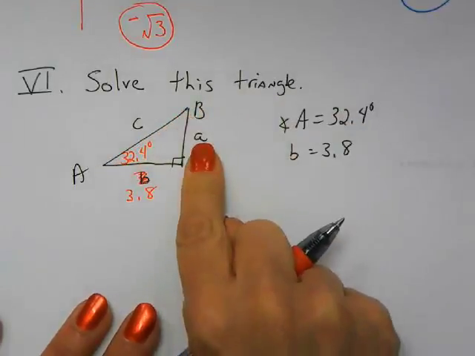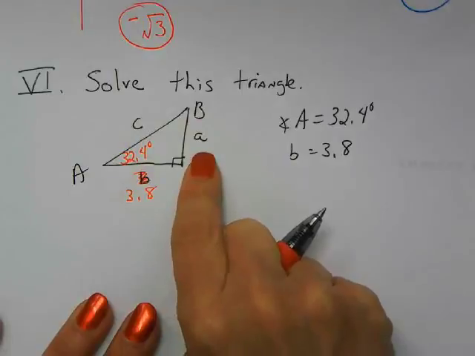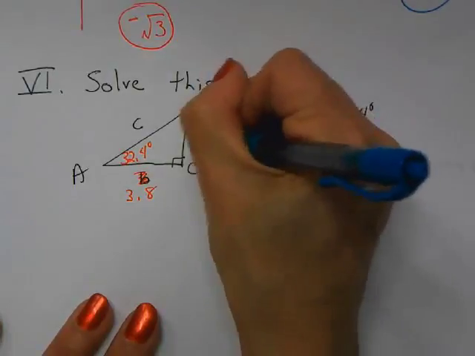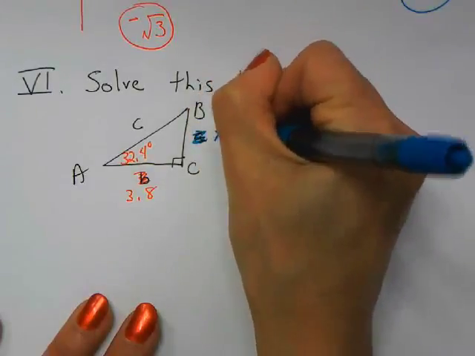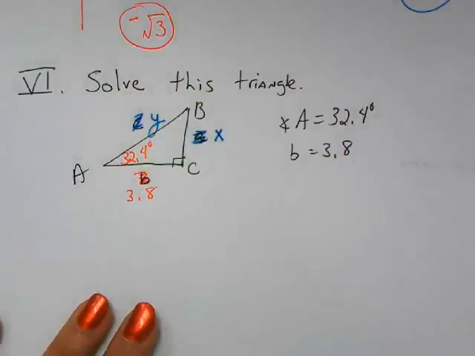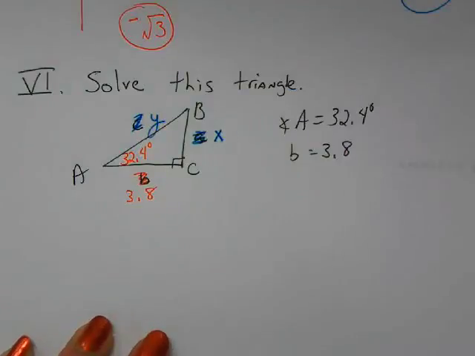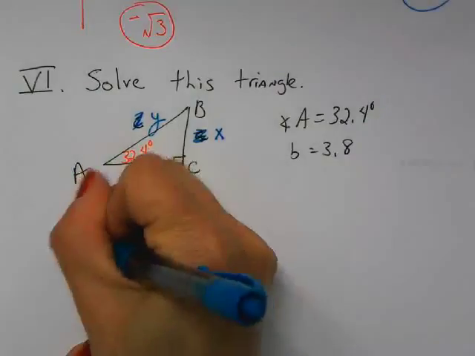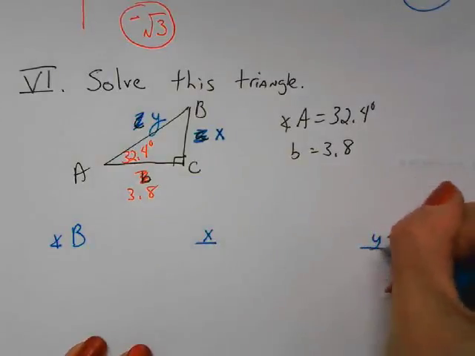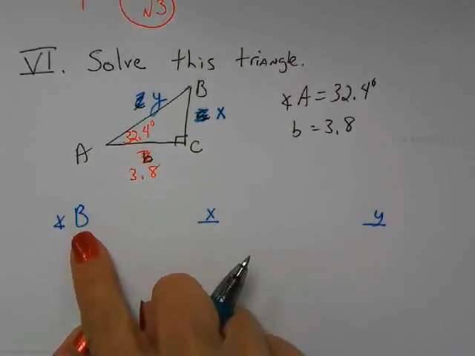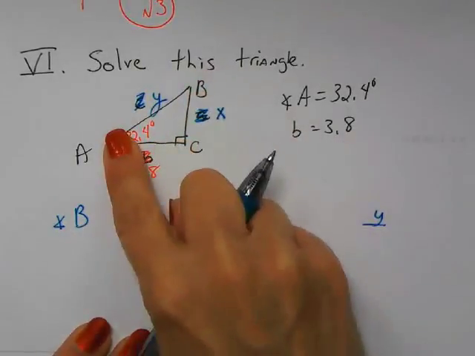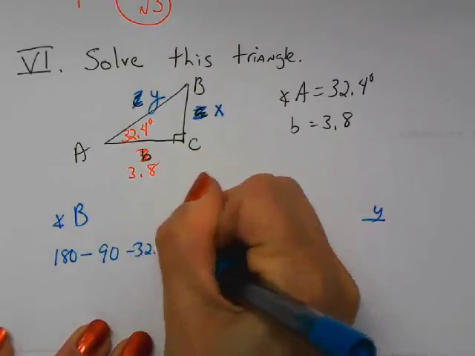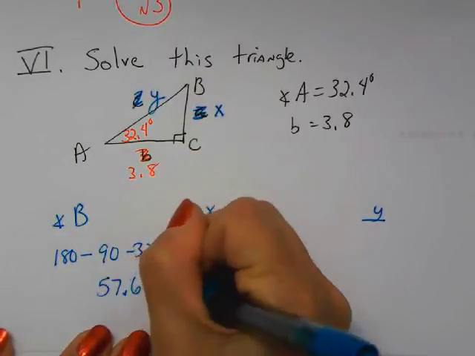Now, I don't like little a and little c because remember we do A for adjacent. So what I like to do is go ahead and scribble them out, make him X and make him a Y. So when it says solve this triangle, it wants me to find everything that's missing. So what's missing? Angle B, X, Y. Well, let's start with the easy guy, angle B. How many degrees are in any triangle? 180. So I'm going to take away the 90 and the 32.4. And I get that angle B is 57.6 degrees.